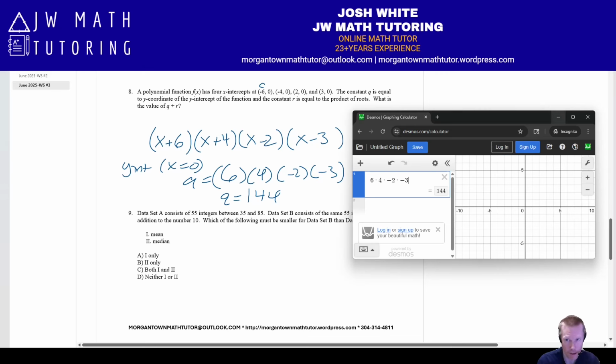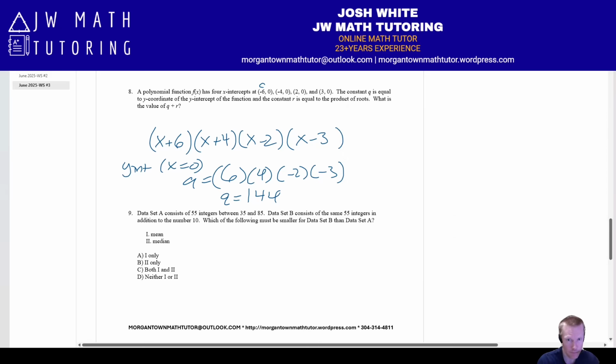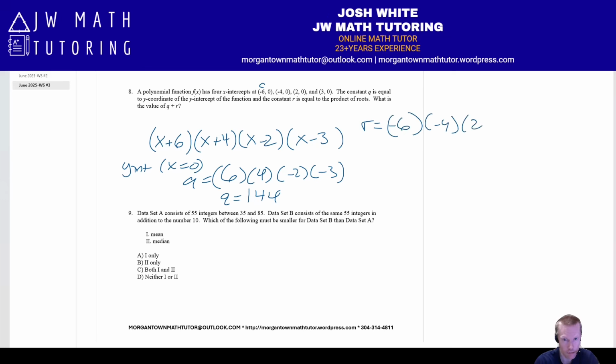All right, so we get positive 144 for q. Now for r, basically these x-intercept values are the roots. So notice now for r, it's like we're going to be technically multiplying negative 6 and negative 4, but positive 2 and positive 3. So it's the same numbers, and it's also like the same number of negative signs. So the answer is still going to be positive, and it's going to be, again, 144.